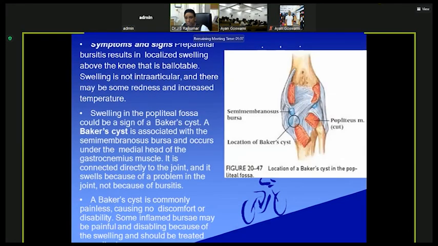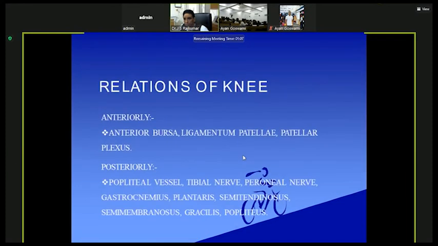And finally, there's something called a Baker's cyst. See, this is the location of a Baker's cyst. This is the popliteus. This is the medial aspect, the semimembranosus bursa. I told you, medial, there is one deep to the semimembranosus. So very often you just get a bump, but sometimes these can rupture and this fluid can come down, causing severe pain. This is called a Baker's cyst.